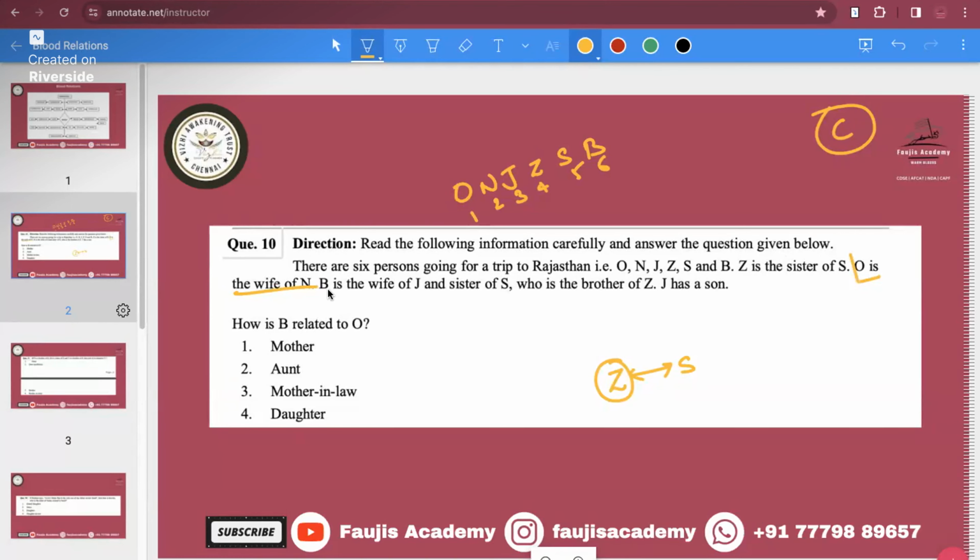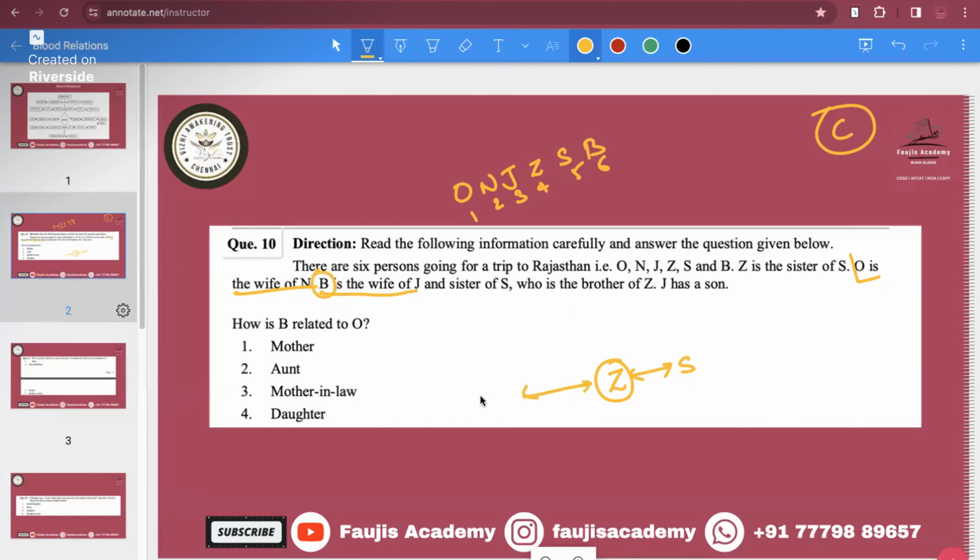So B is the wife of J. Again, B and J are not related yet, and B is the sister of S. If B is the sister of S, that means B will be the sister of Z as well, right?